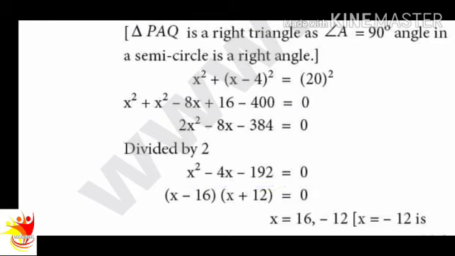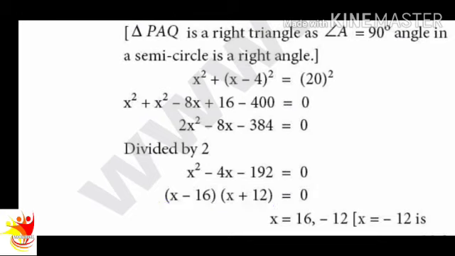We solve the quadratic equation using the factorization method. The product of the two numbers is minus 192, and their sum or difference gives minus 4. Therefore, we take the values minus 16 and 12. So (x minus 16) into (x plus 12) equals 0.